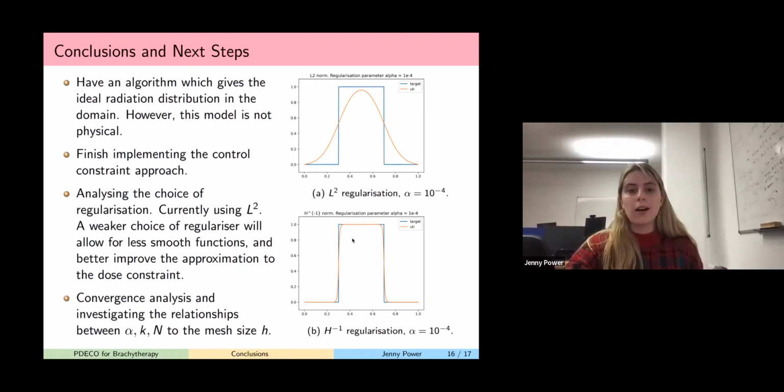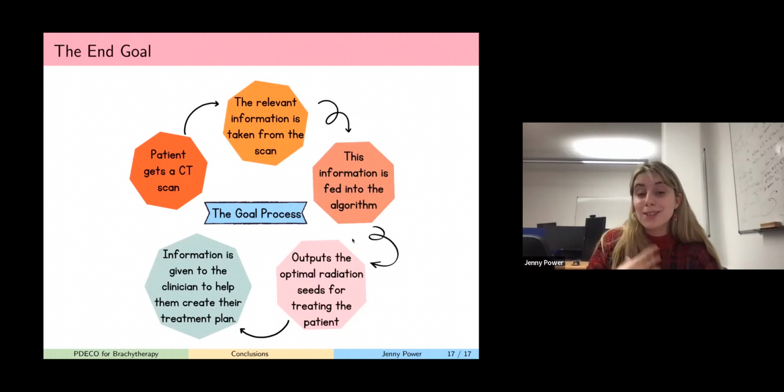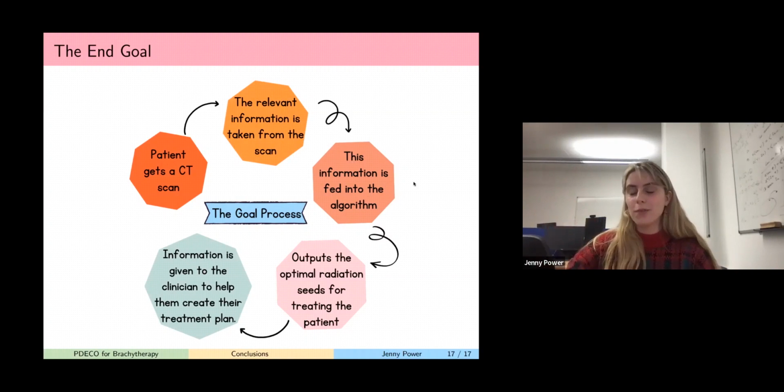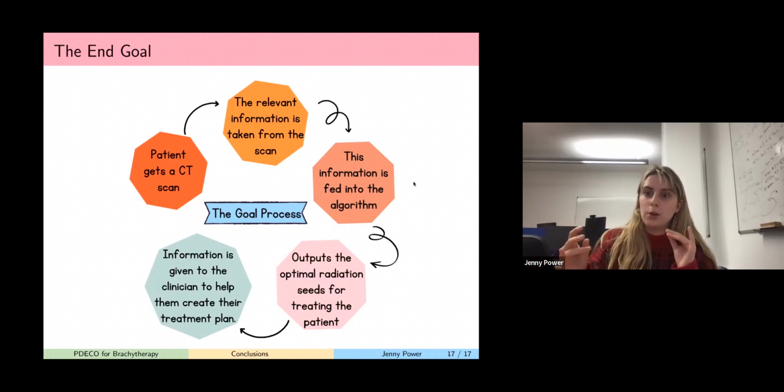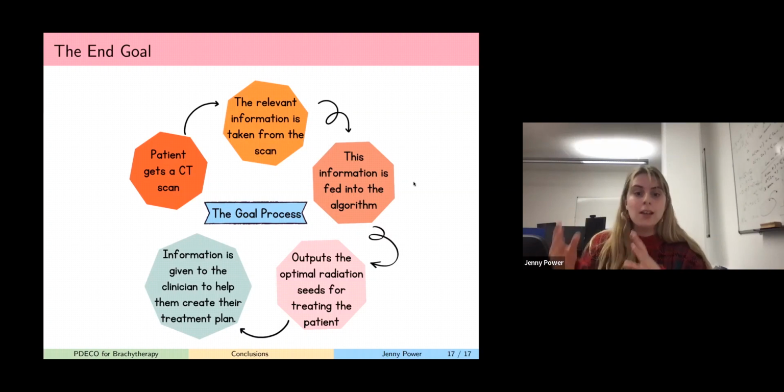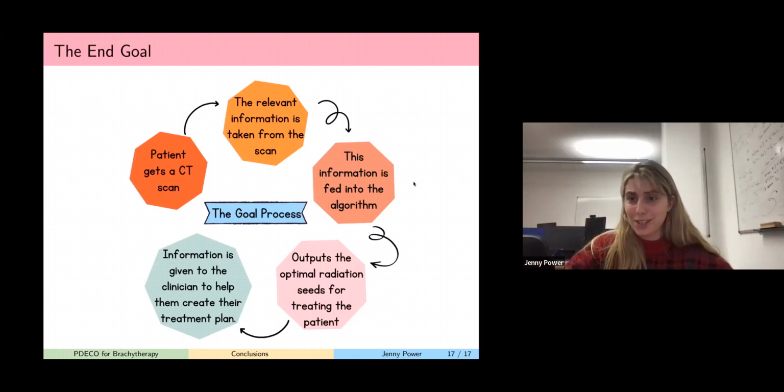I want to end briefly on what I think could potentially come out of this work, if it is ever robust enough to actually be used in clinic. It would be to aid in treatment planning, not to completely replace treatment planning, because that would be very unethical. In general, the process would be that a patient gets a CT scan, then the relevant information, like our diffusion coefficients, is taken from that CT scan. We feed that information into the algorithm. The algorithm outputs the optimal placements and number of radiation seeds for treating this patient, and this information is given to the clinician to help them create their treatment plan. That is the broad goal of this research. Obviously, this is a very long way away, but could be very nice.